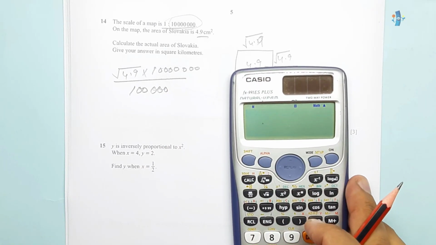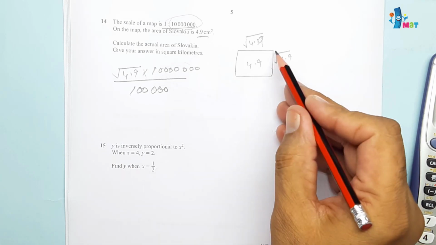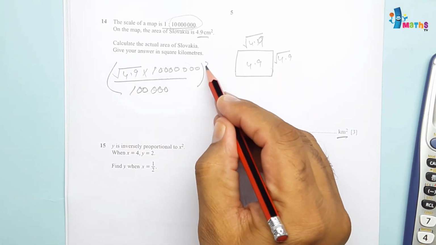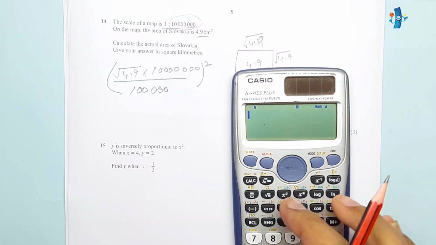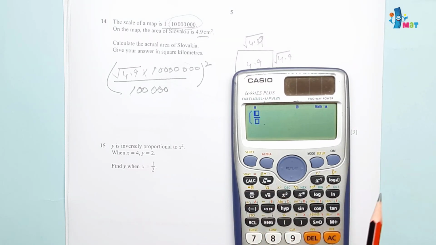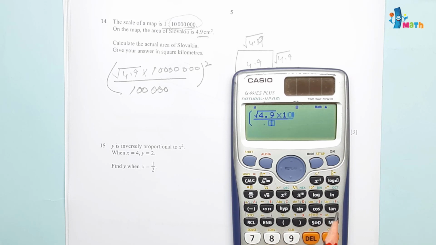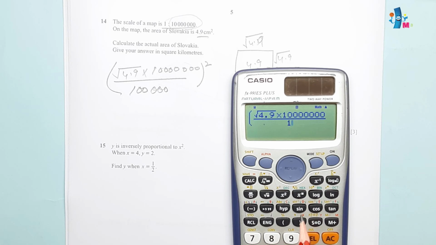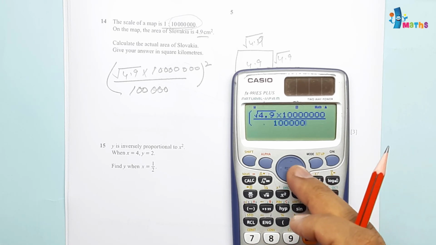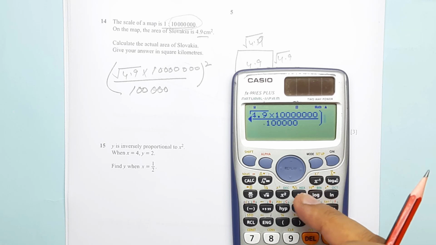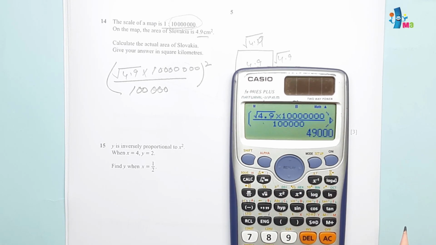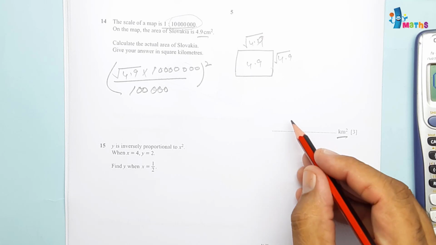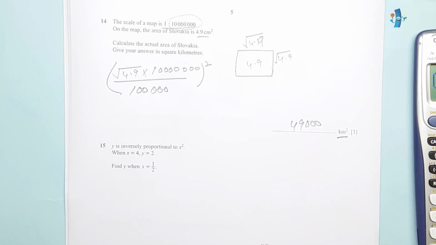So if we calculate this one, this is like a one side conversion. So we'll take the square for area, and we will check the calculation for the square root of 4.9 multiplied by 1 and 7 zeros, and 1 over 5 zeros, and then we will be taking the square of this number. This will be equal to 49000. So the answer will be 49000.